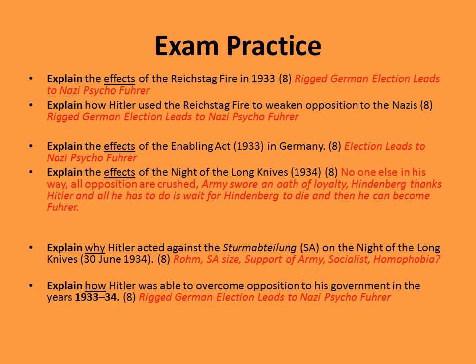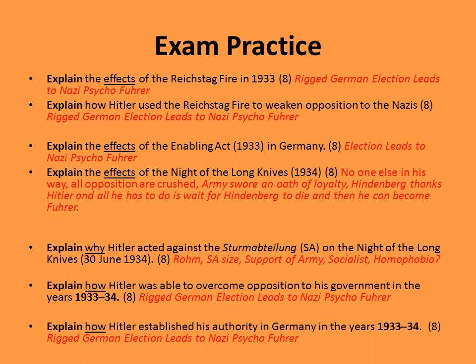And explain how Hitler was able to overcome opposition to his government in the years 1933 to 1934. Now this question and the question that's just appeared on the screen, again, they are both 8-mark questions. And the key thing here is it doesn't really matter what else it says in the question. You can see clearly that there are those crucial dates I mentioned right at the very beginning, 1933 to 1934. You've got an instruction word, explain how. So explain those events from 1933 to 1934. That's what they want you to do.